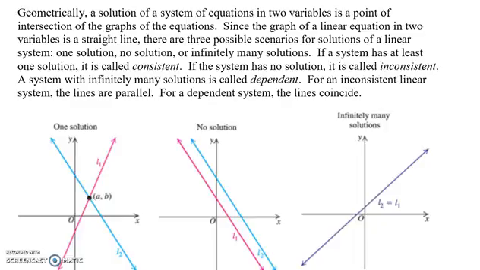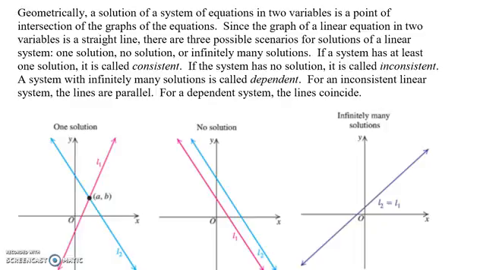Since the graph of a linear equation in two variables is a straight line, there are 3 possible scenarios for solutions of a linear system: one solution, no solution, or infinitely many solutions. If a system has at least one solution, it's called consistent.